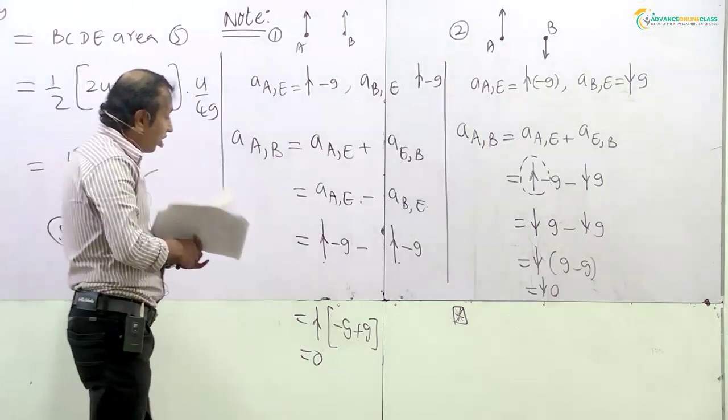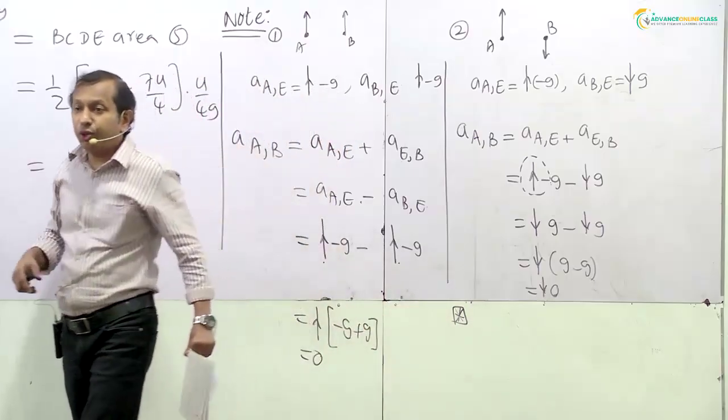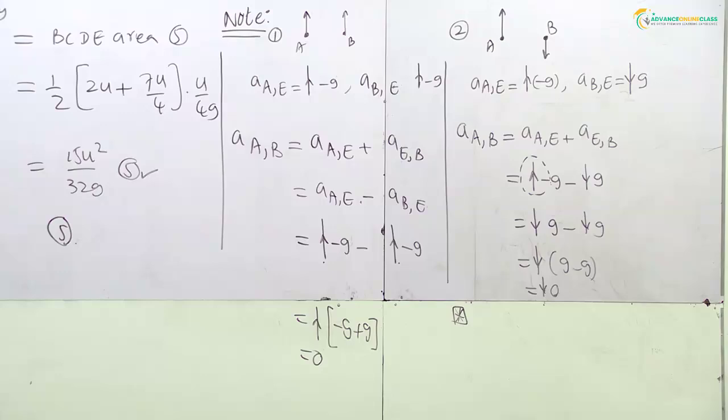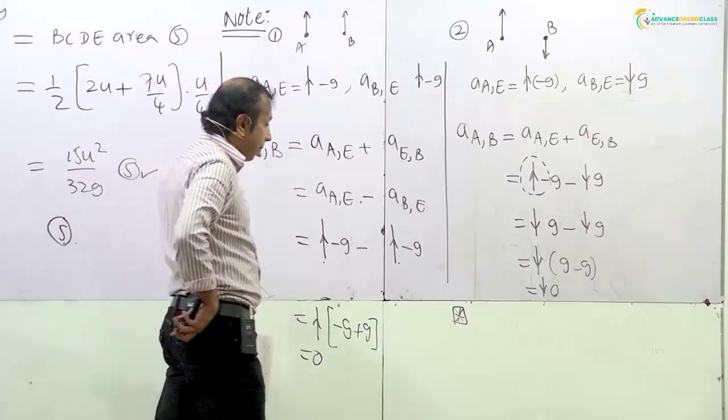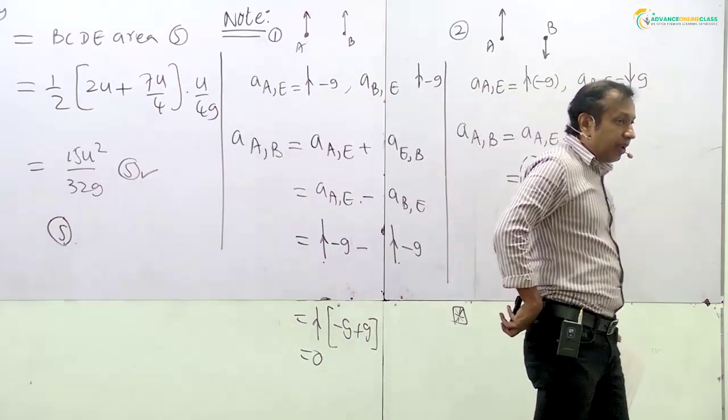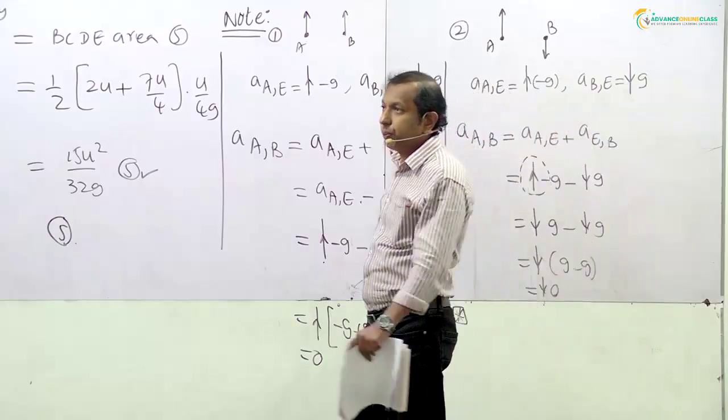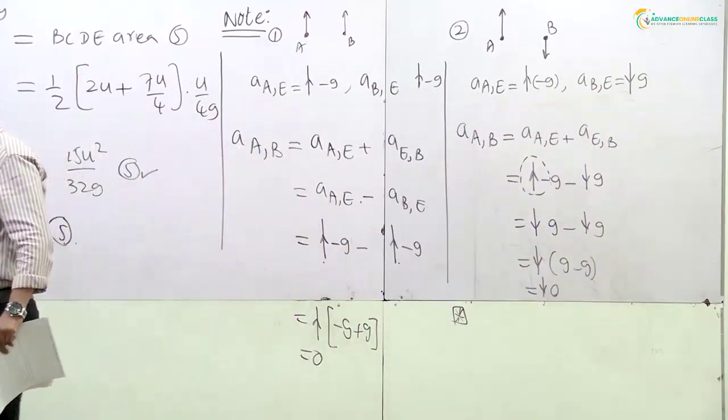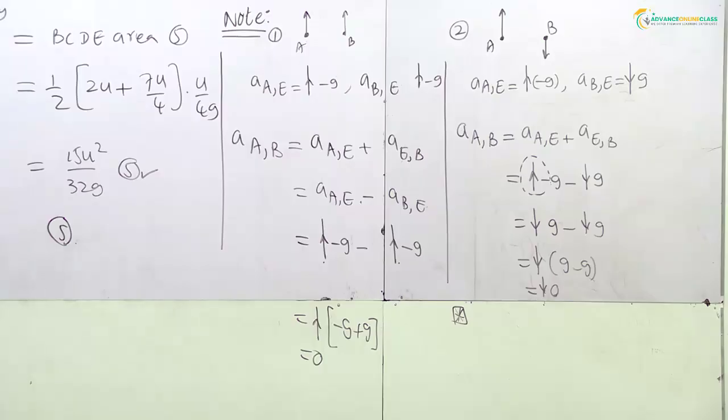Again, write down one statement. When two objects move under gravity vertically, the acceleration of any object relative to the other is 0. Right.